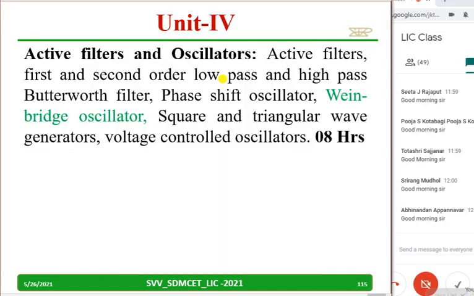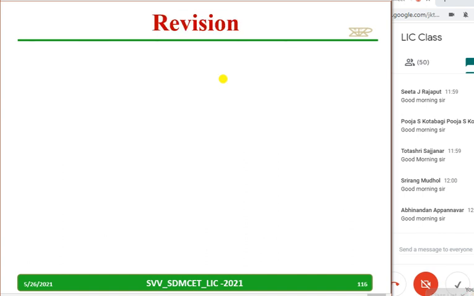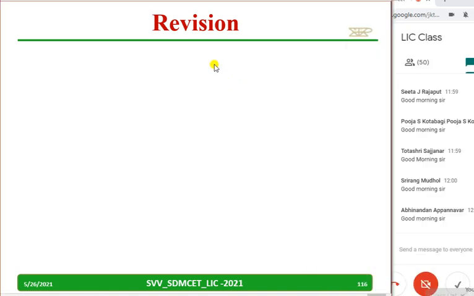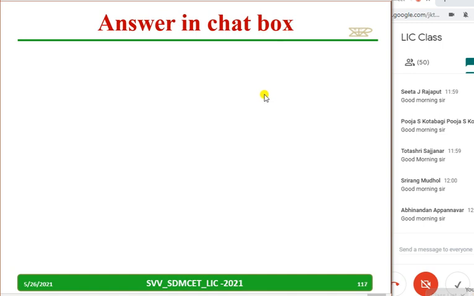Let me go to the next, Wien bridge oscillator. But before we continue the Wien bridge oscillator, let me ask you a few questions, and I want each one of you to type your answer in the chat box, whether it is right or wrong. All these things are already discussed in either the online class or offline class. Just do the revision, then we can continue the discussion. Type your answers in the chat box. Let me see how many of you will type within a short time.